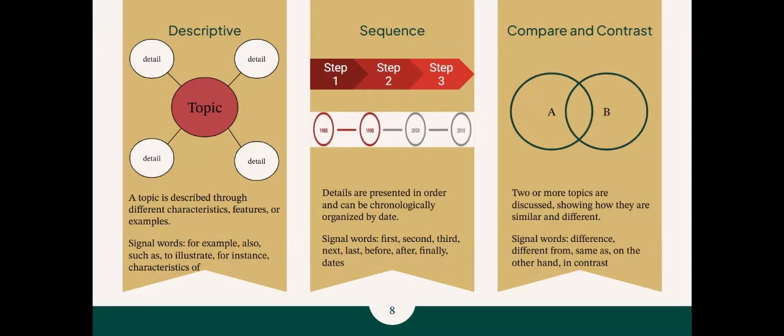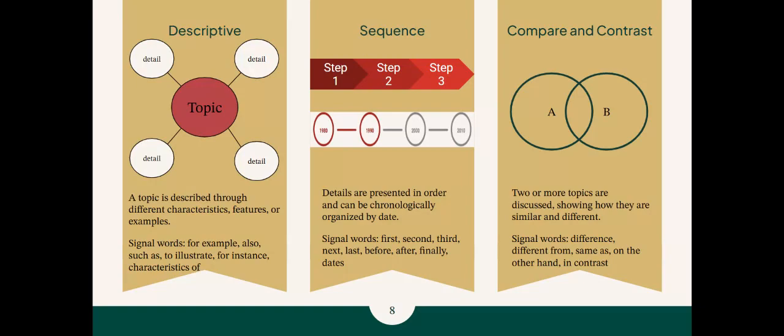So on the next few slides, we're going to go through visuals and different tools for each structure, and then I will go over implementation and recommendations. So to start with our first of 5 structures, we have the descriptive structure. In this structure, a topic is described through different characteristics, features, or examples. A graphic organizer for this would include a topic web as shown above.